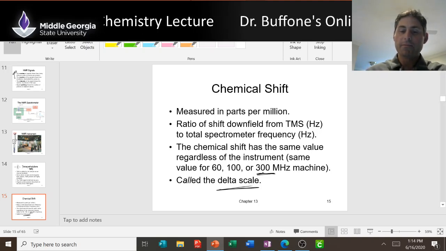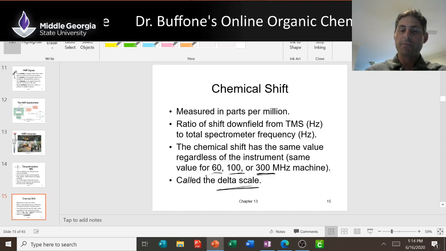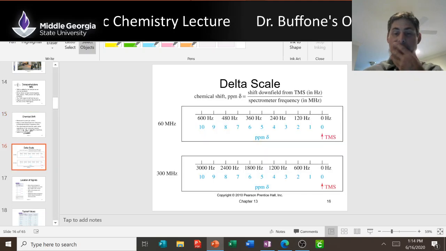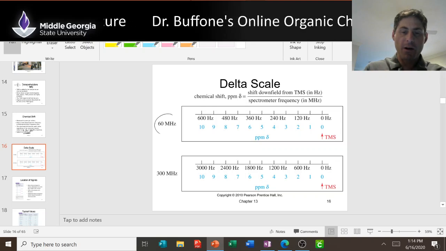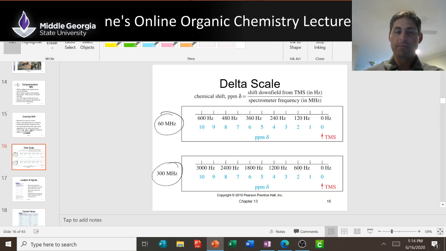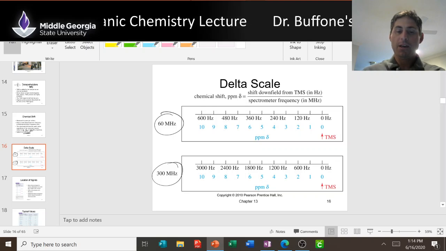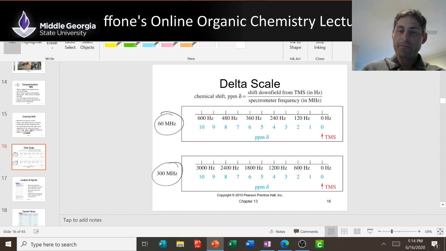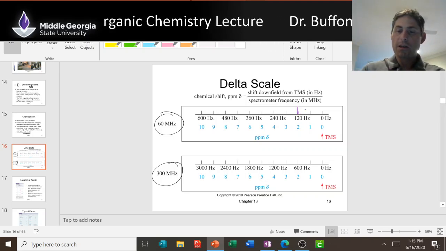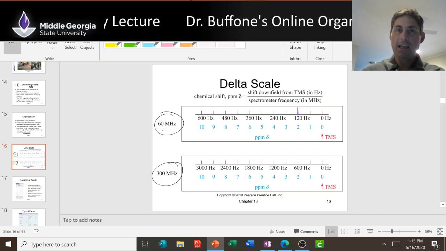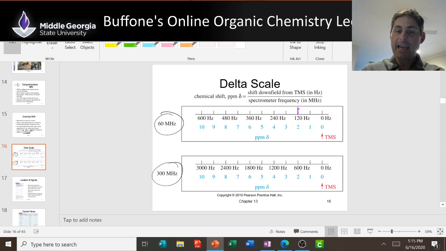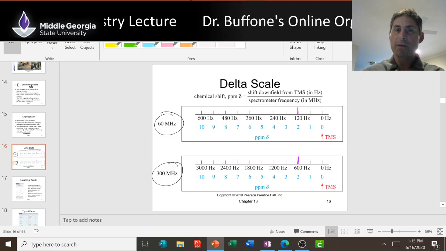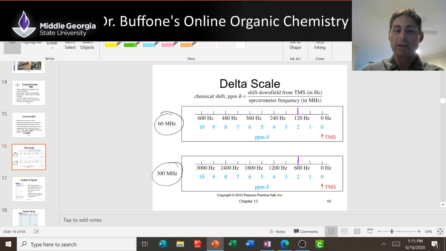If it's a 300, that's a stronger magnetic field than a 100 or a 60, right? So take a look. If I look at a 60 megahertz NMR versus a 300 megahertz NMR, and you have a chemical shift at 120 hertz in the 60 megahertz, that same proton in the same molecule, but in a 300 megahertz NMR, will not be at the same location. It won't be at 120 hertz, it'll be at 600 hertz.